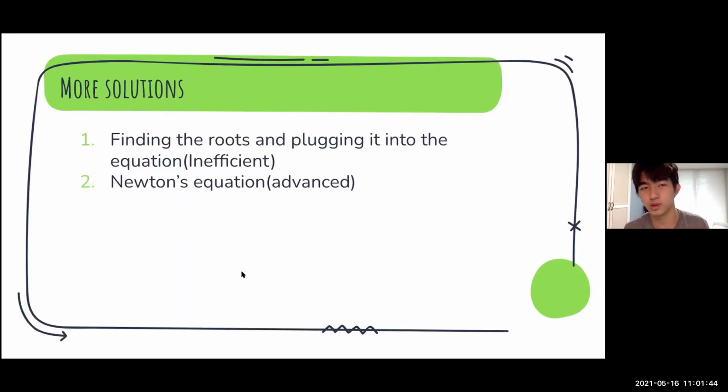There could be more solutions, like finding the roots and plugging them into the equation, but this would take a longer time than finding it by Vieta's formula. One other thing we could possibly do is Newton's identities, but this is also an extension to Vieta's formula, and it is pretty advanced too.